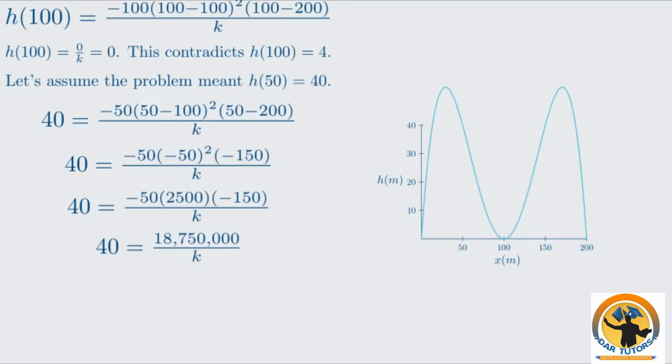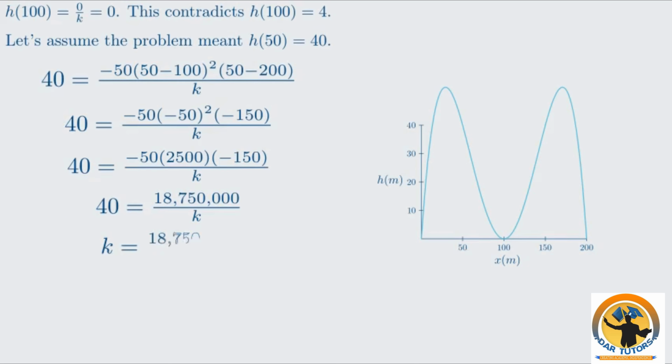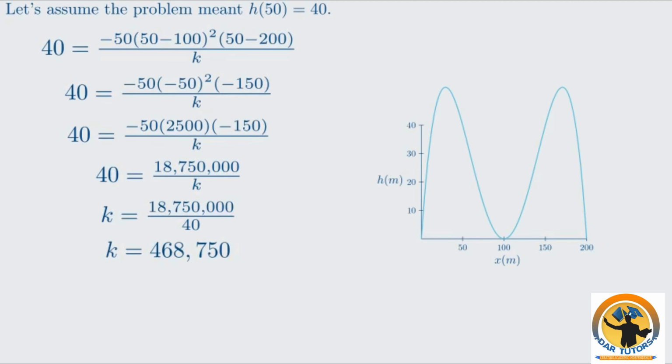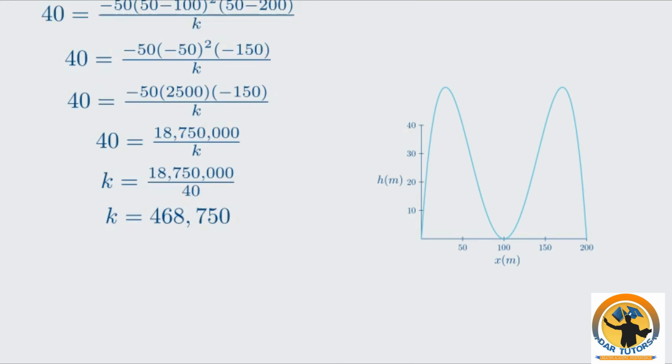Multiplying these numbers gives us 18,750,000. So 40 equals this value divided by k. Solving for k, we get k equals 468,750. Part C asks for the height after traveling 150 meters. We need to find h of 150.